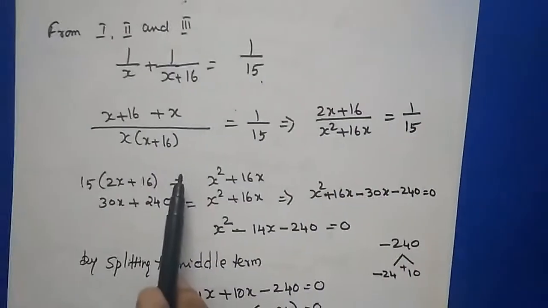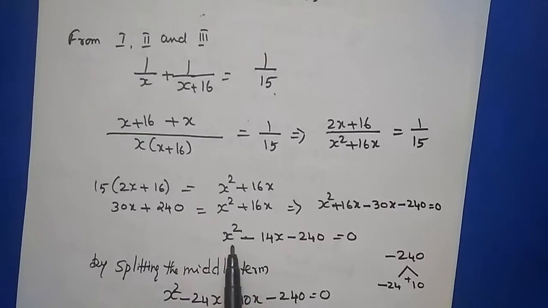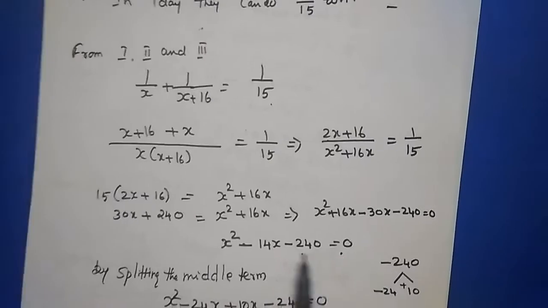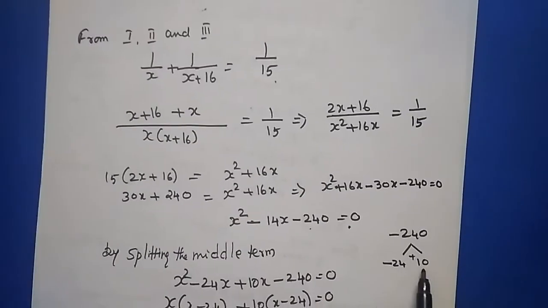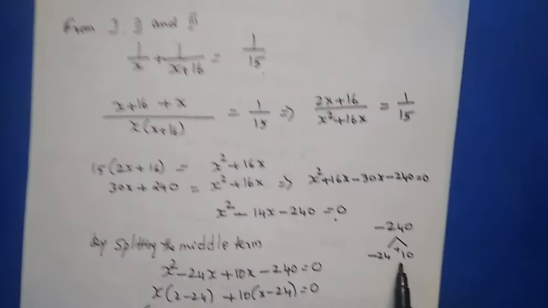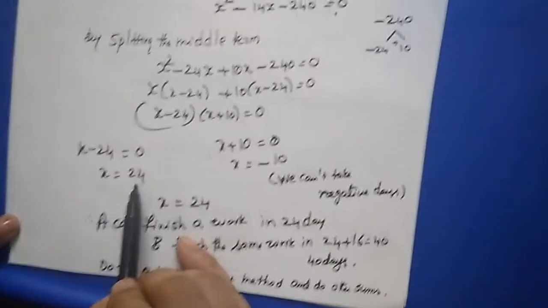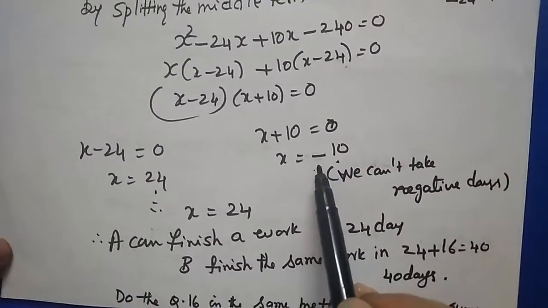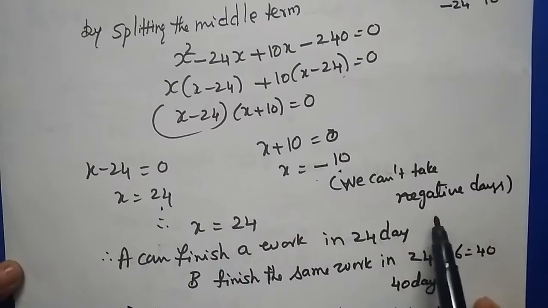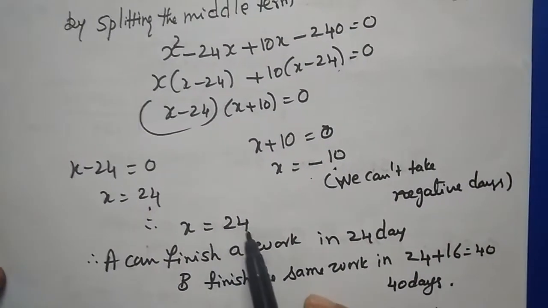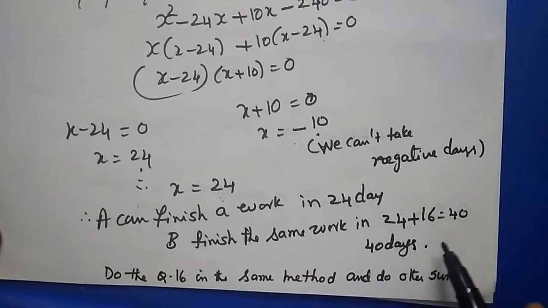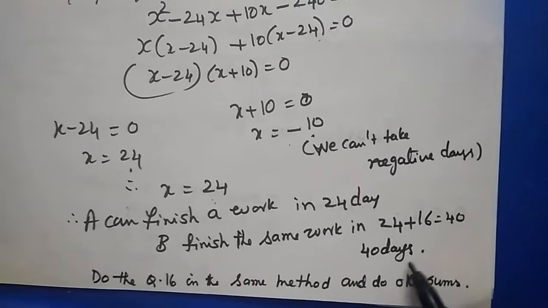In a similar way, you take the LCM and you get the quadratic equation x squared minus 14x minus 240 is equal to 0. Split the last term, which is negative, so the difference of the factors, minus 24 plus 10, is equal to 14. Splitting the middle term, you get x is equal to 24, x is equal to minus 10. You can't take negative values, therefore A can finish the work in 24 days and B in 16 days more. So 24 plus 16 is 40 days.